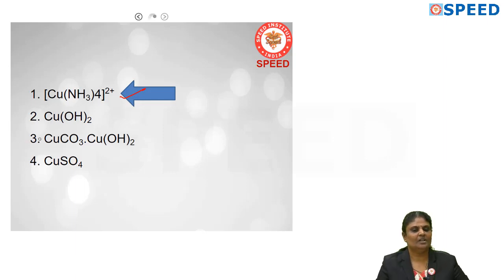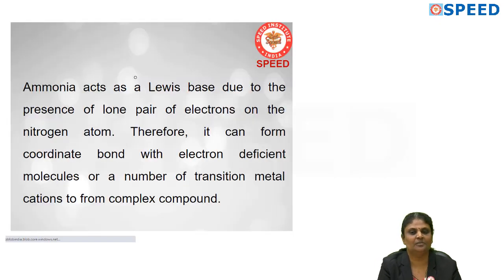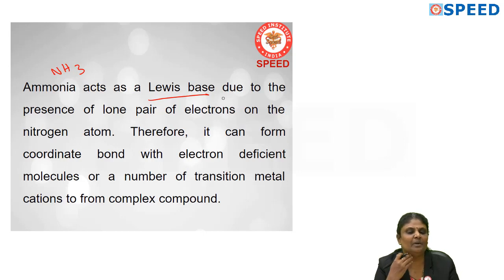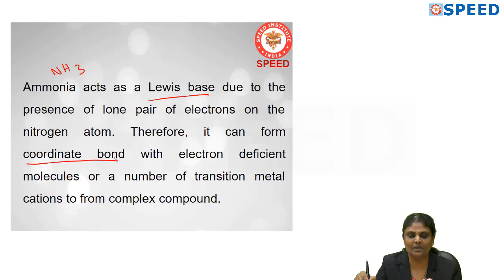So this is again a combined chapter: P block elements, 15th group, that is ammonia, nitrogen, and then Cu, that is D block, and this is the coordination complex. Ammonia acts as the Lewis base here, so the B product is ammonia. Due to the presence of the lone pair of electrons on the nitrogen atom, which we already discussed in the previous questions, it can form a coordinate bond, so the coordination complex is formed.